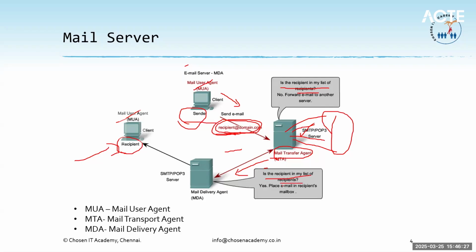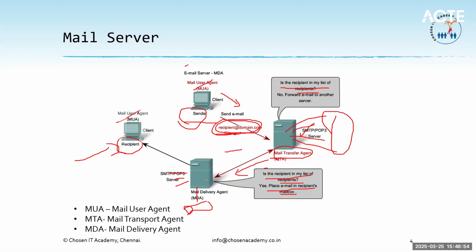Is the recipient in my list of recipients? Yes. So in this case, yes. So this guy, the recipient is within his reach. So what he's going to do is the mail that he has received, he's going to put in his mailbox. There is a mailbox here. So he's going to put the mail in his mailbox, and he will keep it in his storage.